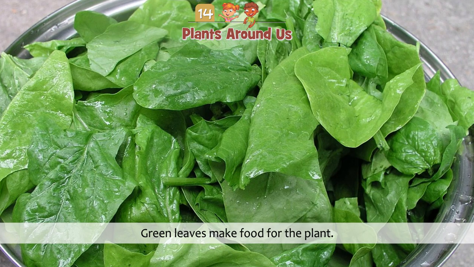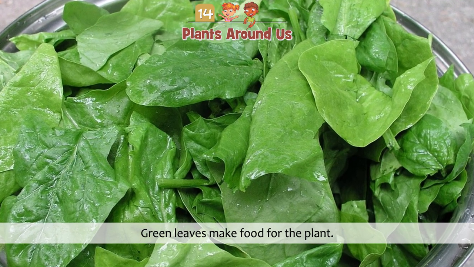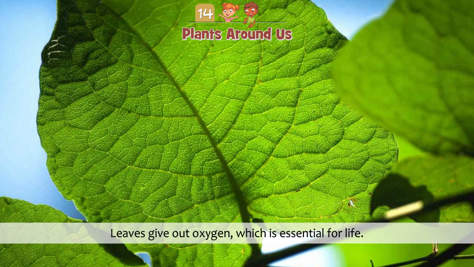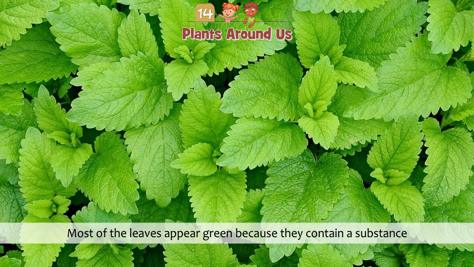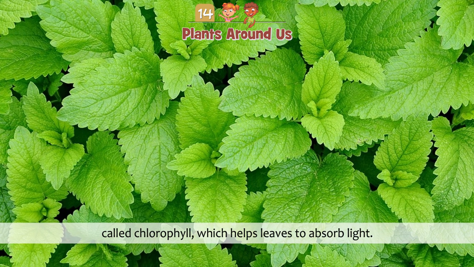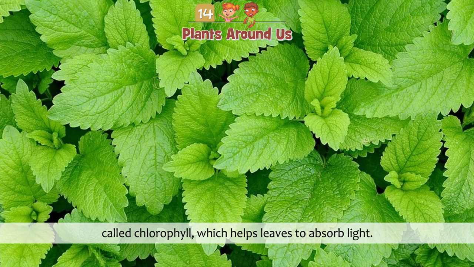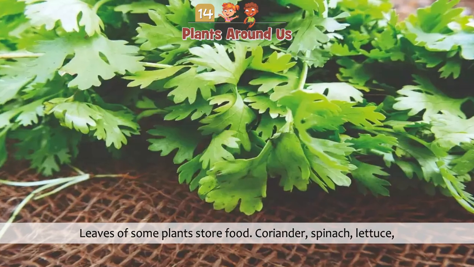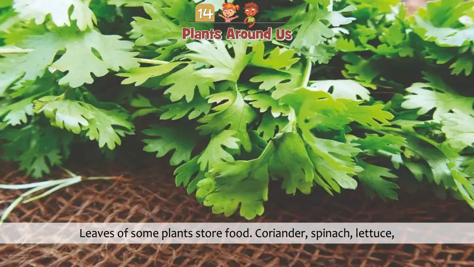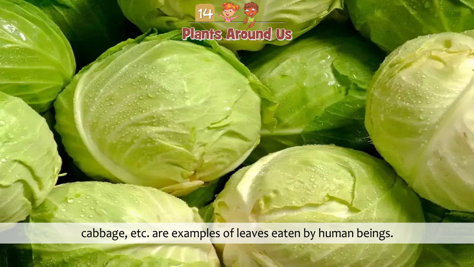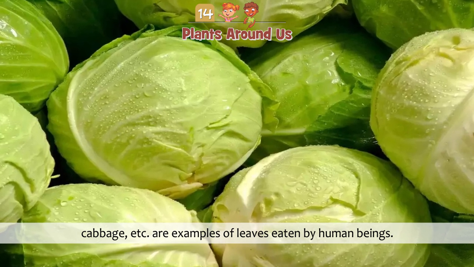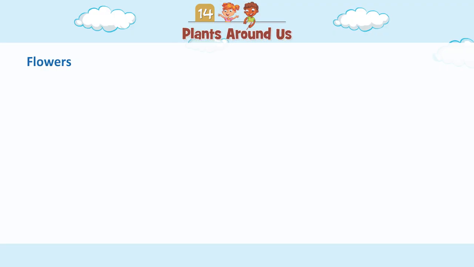Functions of the leaves. Green leaves make food for the plant. Leaves give out oxygen, which is essential for life. Most of the leaves appear green because they contain a substance called chlorophyll, which helps leaves to absorb light. Leaves of some plants store food. Coriander, spinach, lettuce, cabbage, etc. are examples of leaves eaten by human beings.